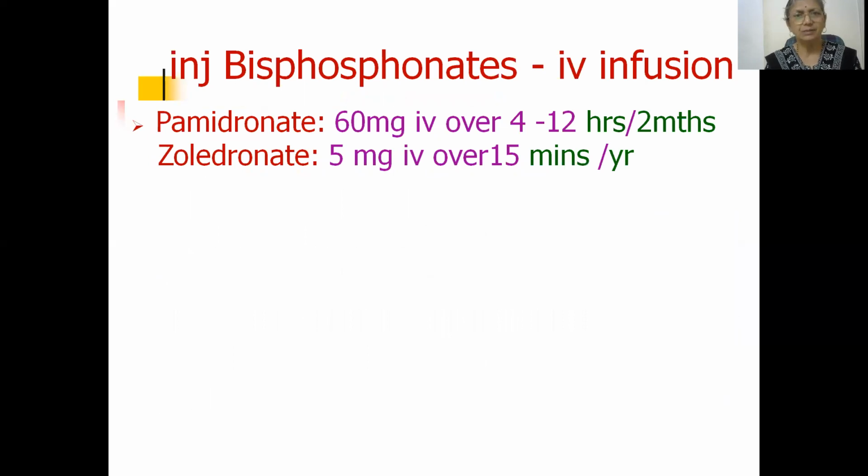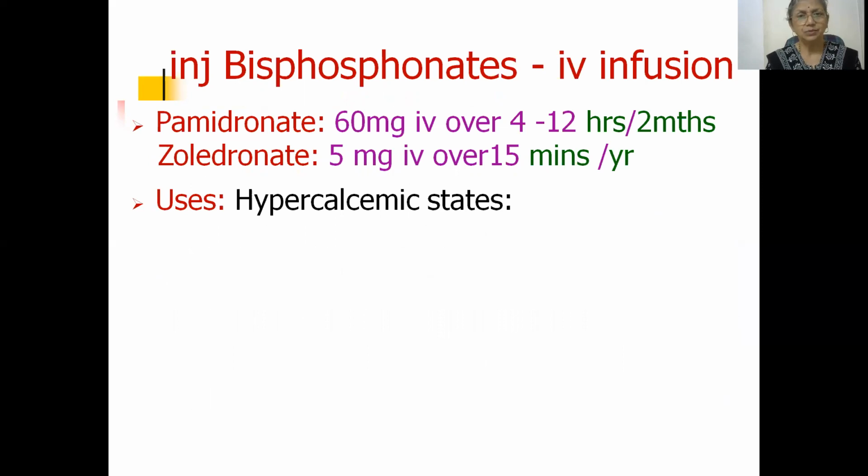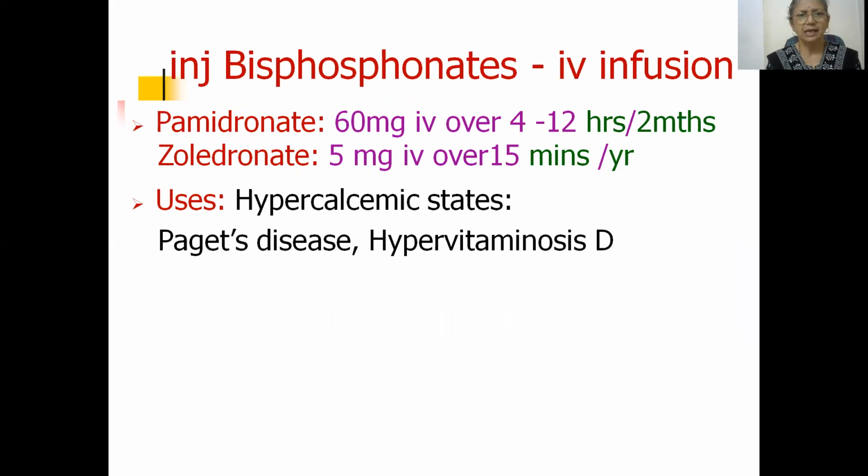So these injectable bisphosphonates, pamidronate, zoledronate, they can be used to control hypercalcemia of certain conditions like Paget's disease, where the functioning at the bone remodeling unit is abnormal, so deposition is not happening as it should. Hypervitaminosis D we saw can cause excessive accumulation of vitamin D and therefore high levels of calcium. But of course, after daily consumption of 40,000 units per day of vitamin D, D3.